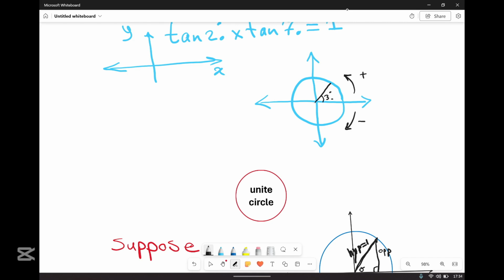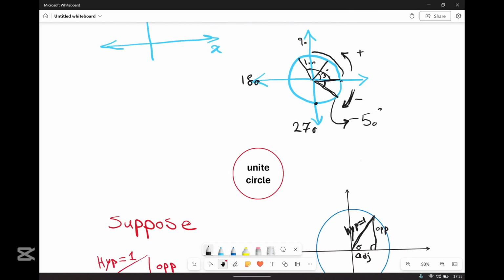I tell you to count 100 degrees: until here is 90, 180, 270. For example, 100 is here. This angle is exactly 100. But if I say please choose minus 50 degrees, you must start from this part, and you say, oh, it's between 0 and this part, exactly maybe this 50. Okay, therefore our coordinate system in trigonometry is a unit circle.